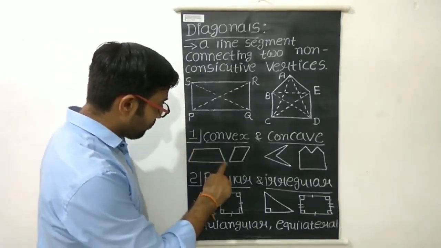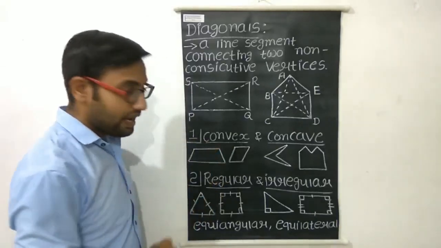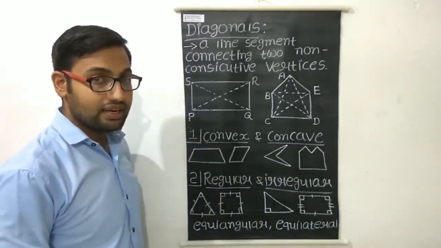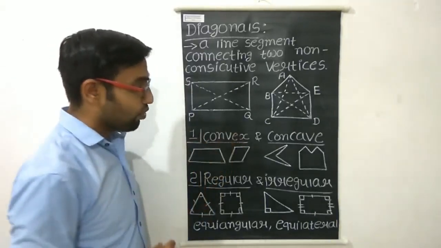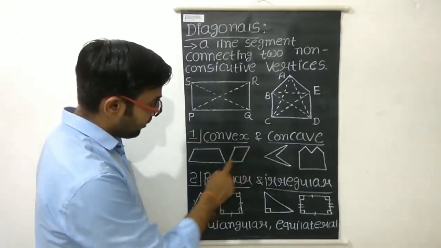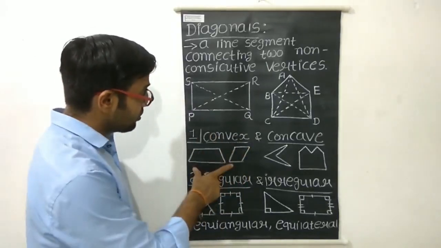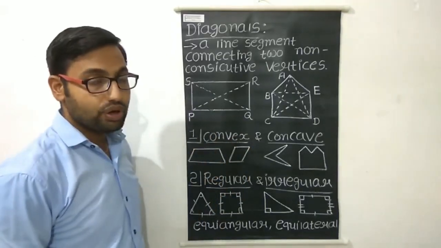Suppose we join these 2 points, this diagonal remains inside the shape. If we draw another diagonal, it will remain inside the shape. So this is called a convex polygon. Here also, if we draw these 2 diagonals, they will remain inside the polygon. So these polygons are called convex polygons.